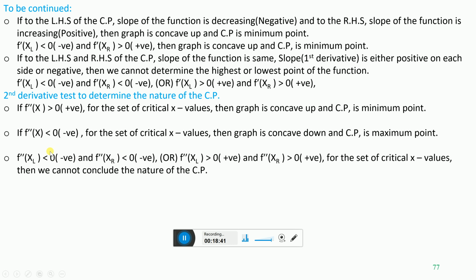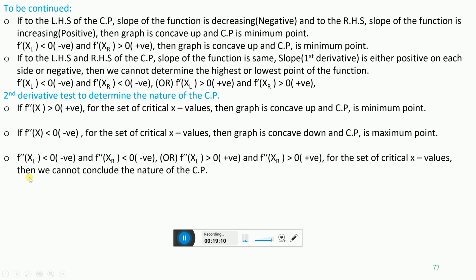This is wrong. The correct one is this: if the second derivative f double prime of x for the set of x value is equal to 0, then we cannot conclude about the nature of the function. We cannot say that the point is a highest point or a lowest point. I am again repeating, this third condition is wrong.